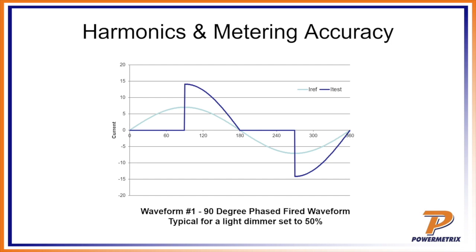And so we're going to go through each of these waveforms. The first one, waveform number 1, is called the 90-degree phase-fired waveform. We jokingly refer to it here at Powermetrix as the shark fin waveform, just because obviously it looks like a shark fin. What this is in real life is a dimmer switch, just like the one you have in your dining room.